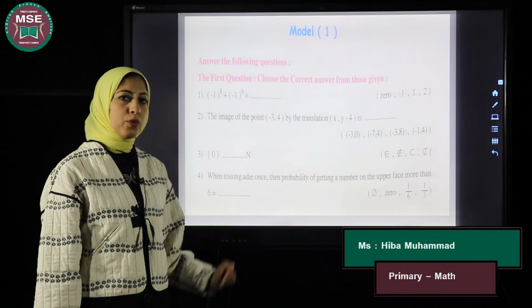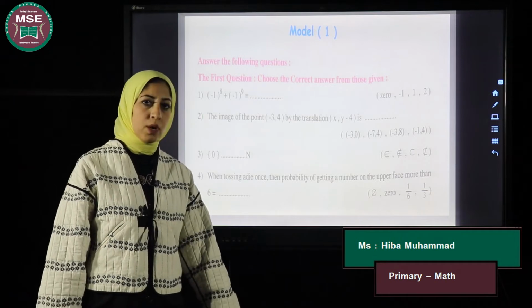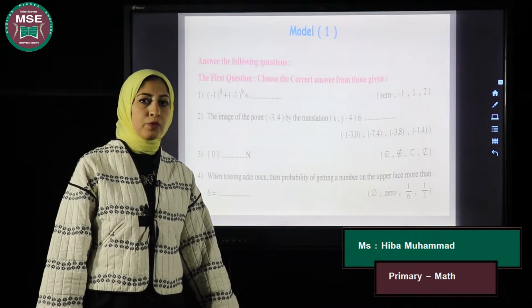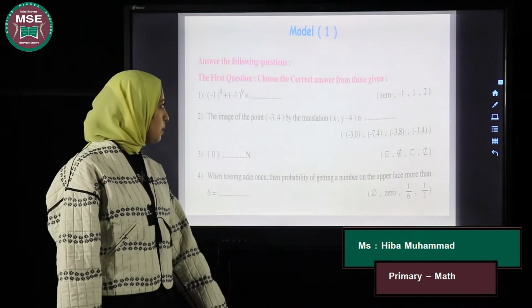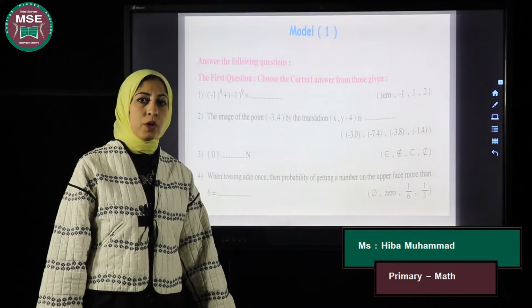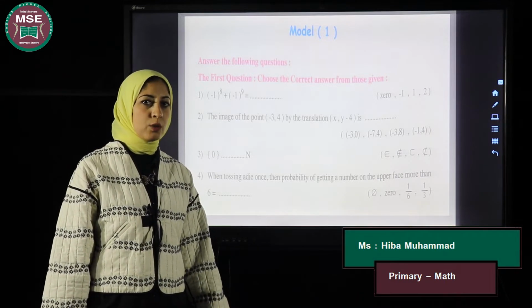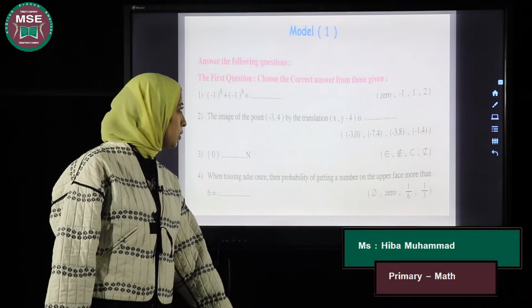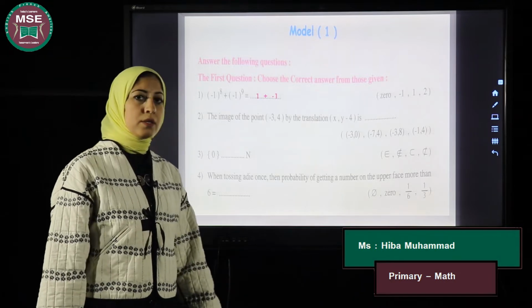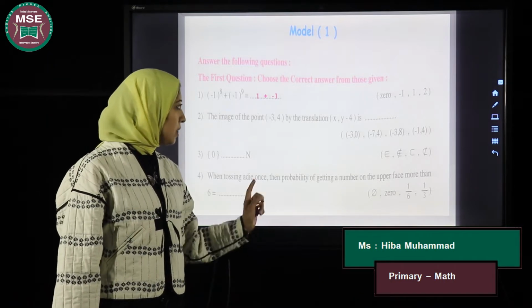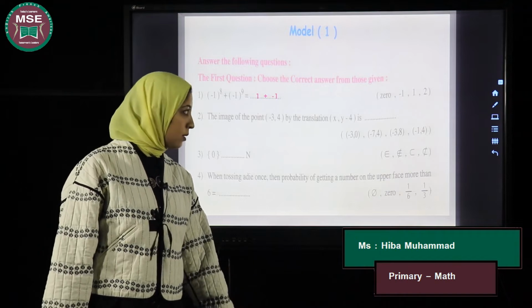The odd power removes the negative sign outside the bracket. The first one, (-1) to the power of 8, will be 1. 1 to the power of any number equals 1. Plus (-1) to the power of 9. 9 is an odd number, so I will remove the negative sign outside the bracket. So it will be 1 plus -1. Any number plus its inverse equals 0.